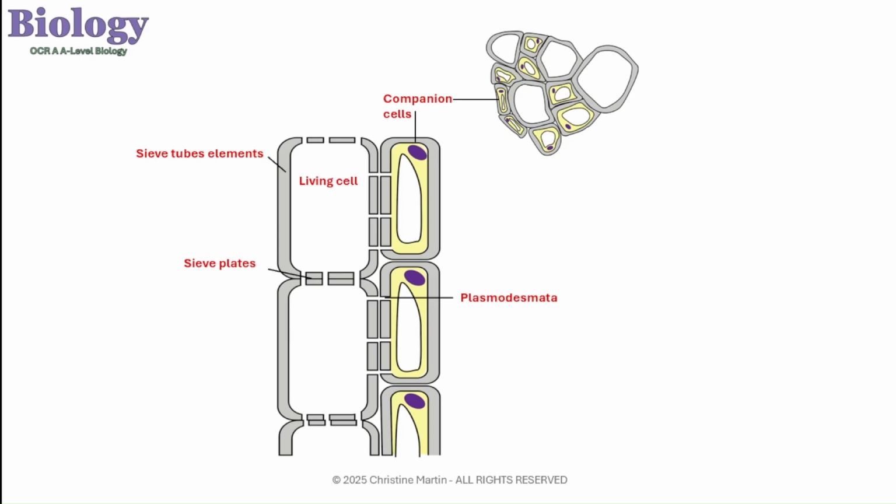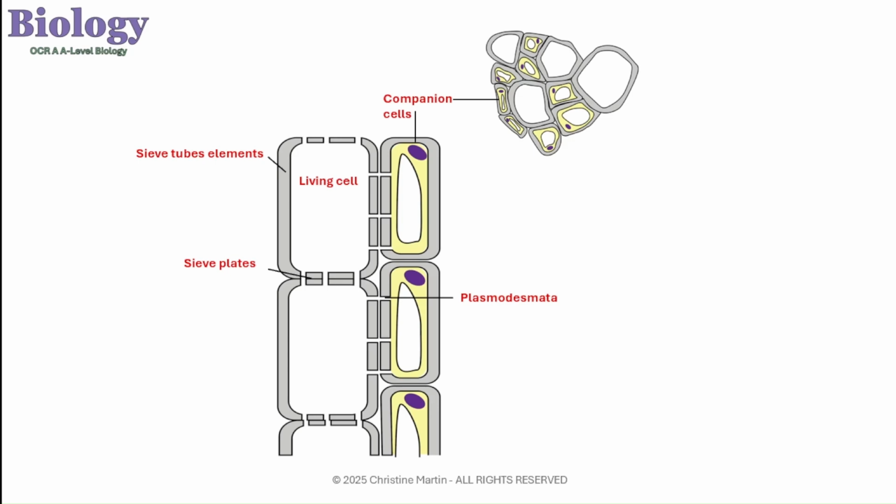Each sieve tube element is supported, therefore, by a neighbouring companion cell, which controls protein synthesis and provides ATP and metabolites through the plasmodesmata. The sieve tube elements align end to end via sieve plates to form continuous channels, and this allows for the mass flow of sucrose and amino acids.